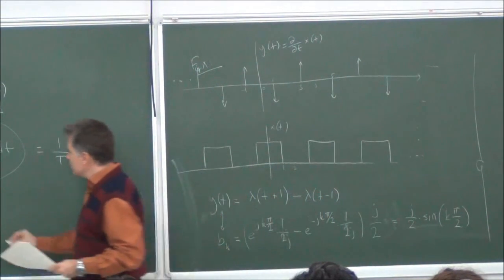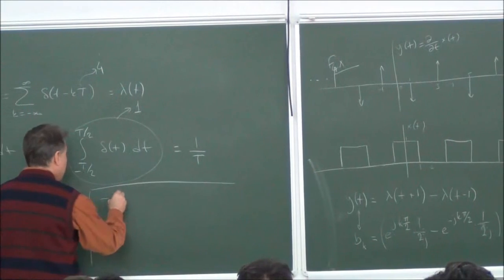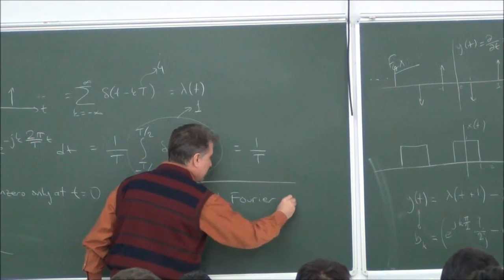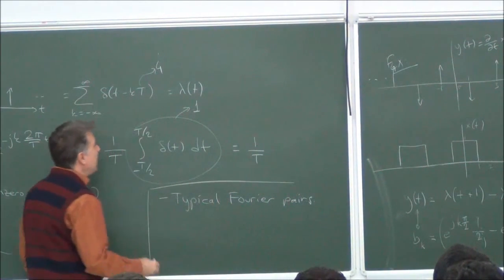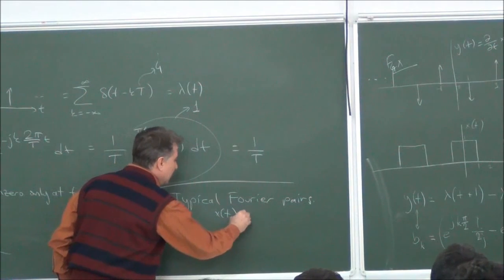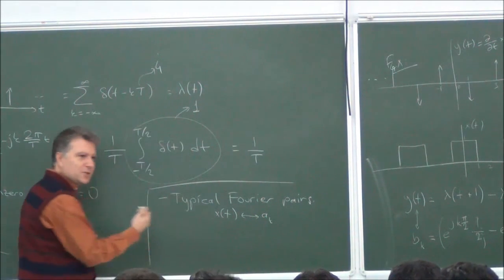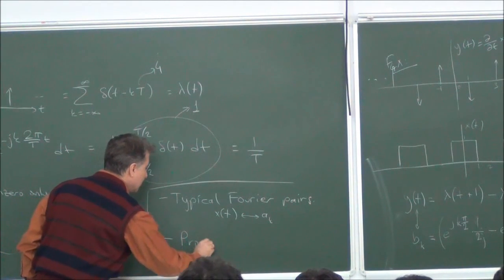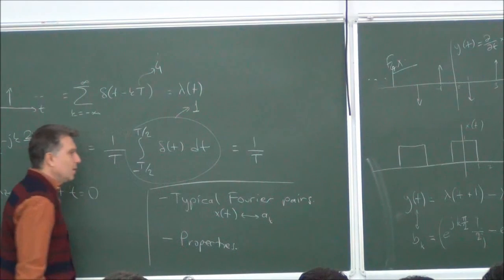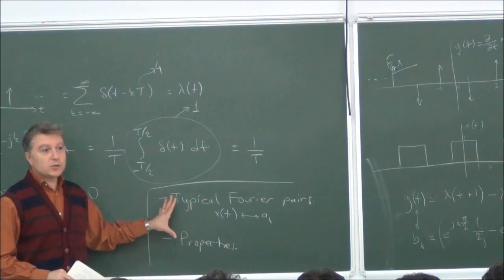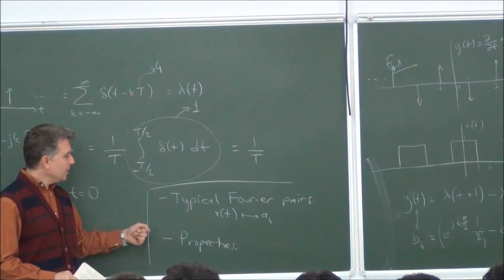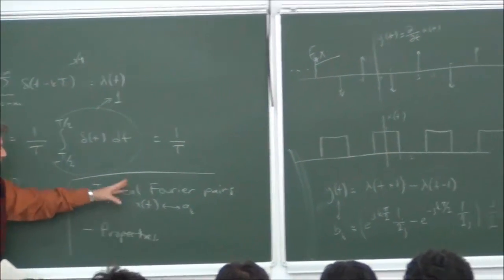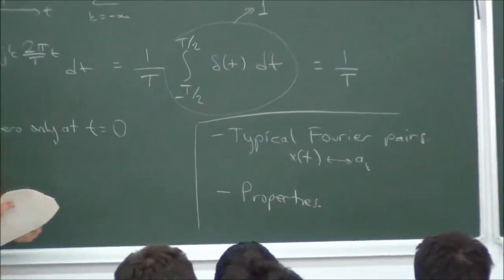So how do we solve questions then? You have typical Fourier pairs. By saying pair, I mean x of t associated with ak for some certain things. And then you also have properties. These two are the things that you need mostly for solving normal questions. You look at your question, associate it in terms of the properties with a known Fourier pair like this, and then attack your problem.